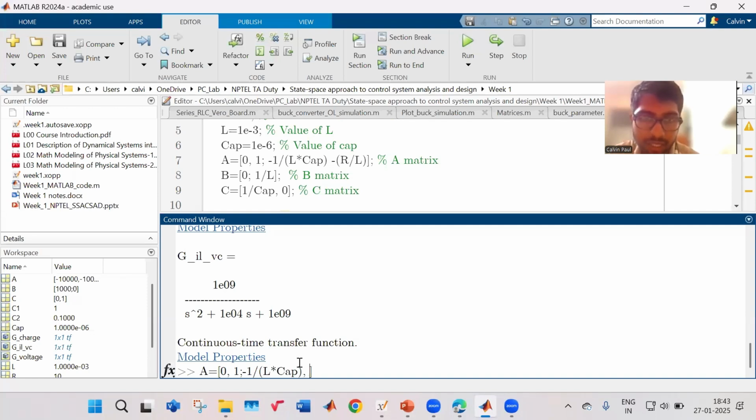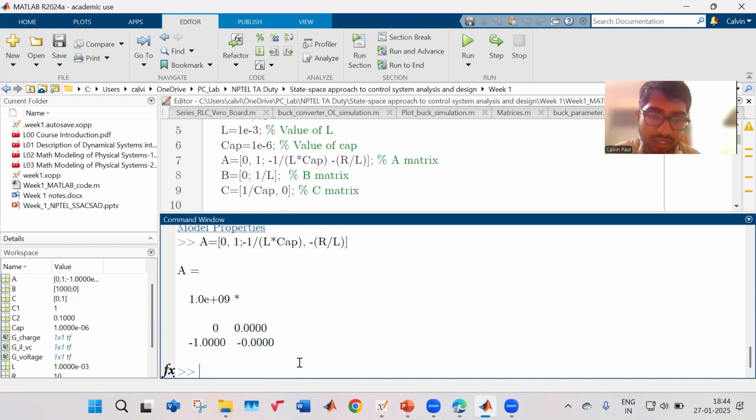Then I give a comma again, and then I do minus R by L. This is second row, second element. So this is how I write my A matrix, and if you see, the A matrix comes in this form.